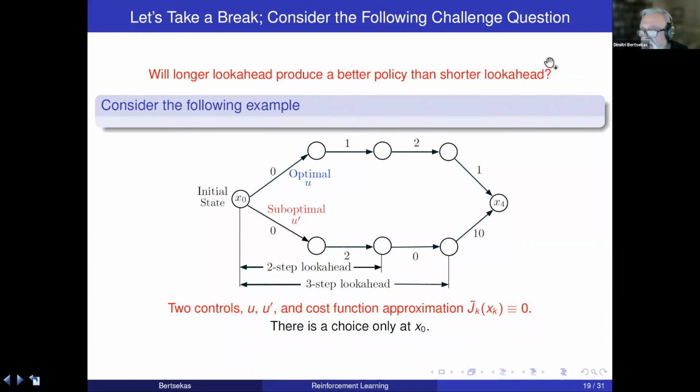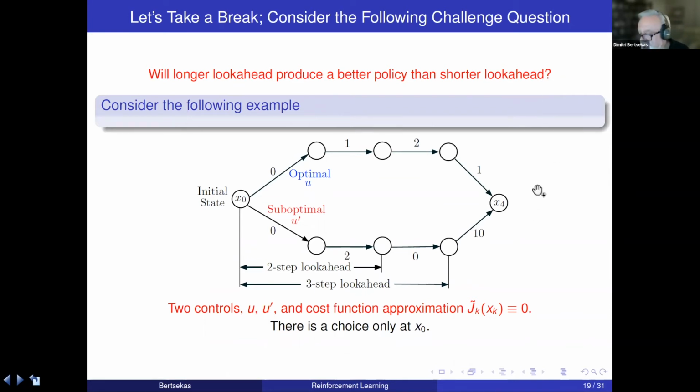I say it's usually better, almost all the time. Think of AlphaZero, the chess program, with one step look ahead versus many steps look ahead, like 20 steps ahead, 30 steps ahead. Chess players know very well that the longer you look ahead, the better moves you're going to select. However, from a theoretical point of view, it's an interesting question. Will longer look ahead produce a better policy than shorter look ahead?